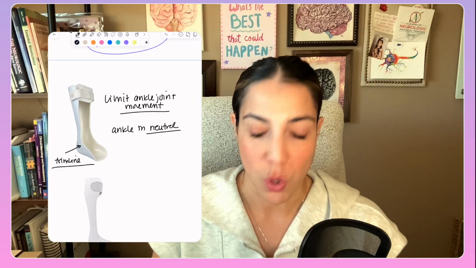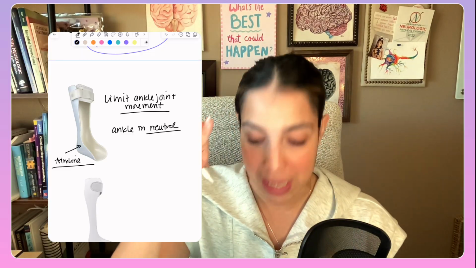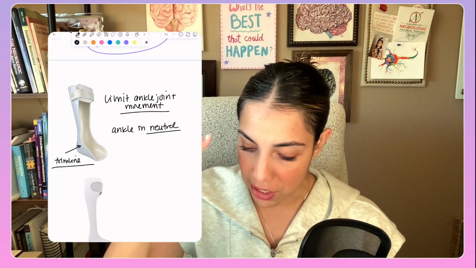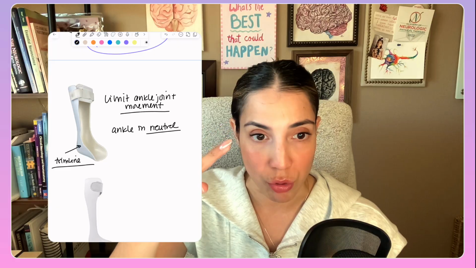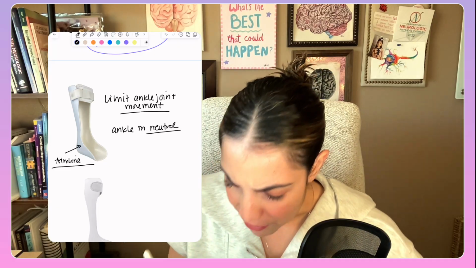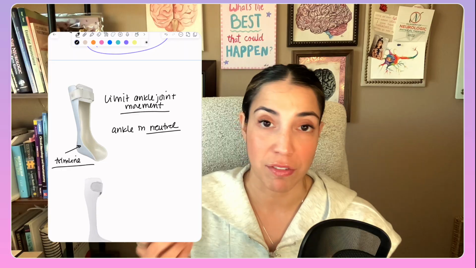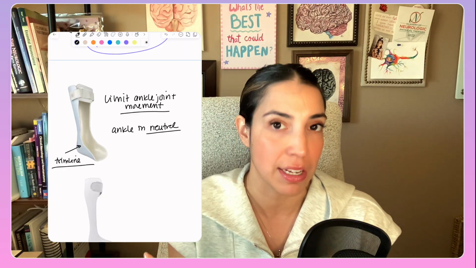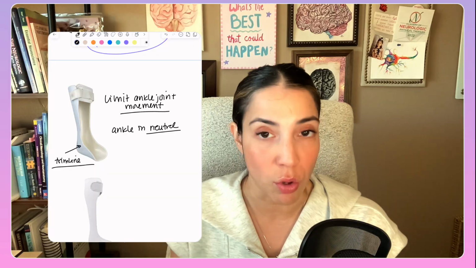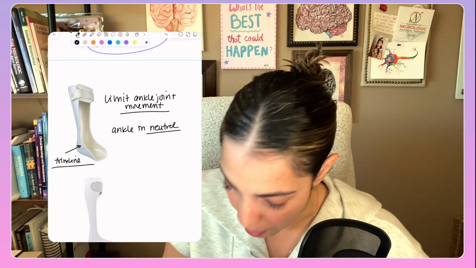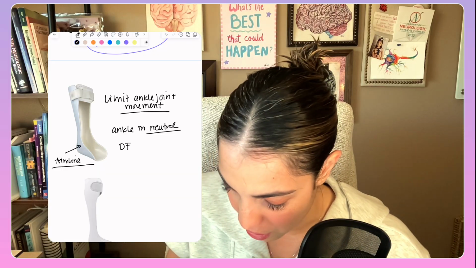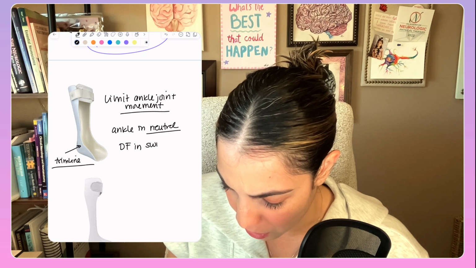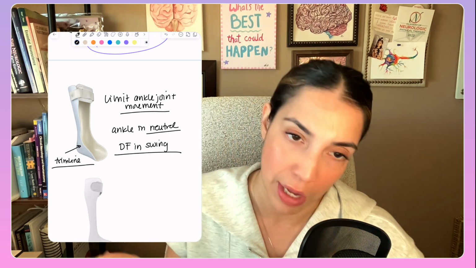So we talked about how these limit ankle movement. These are going to keep the ankle in neutral. Meaning, let's say your patient has a lot of plantar flexion tone, so obviously the foot is going to be plantar flexed. This one is going to keep the ankle more in a neutral position. So it's going to help with dorsiflexion in swing, obviously.